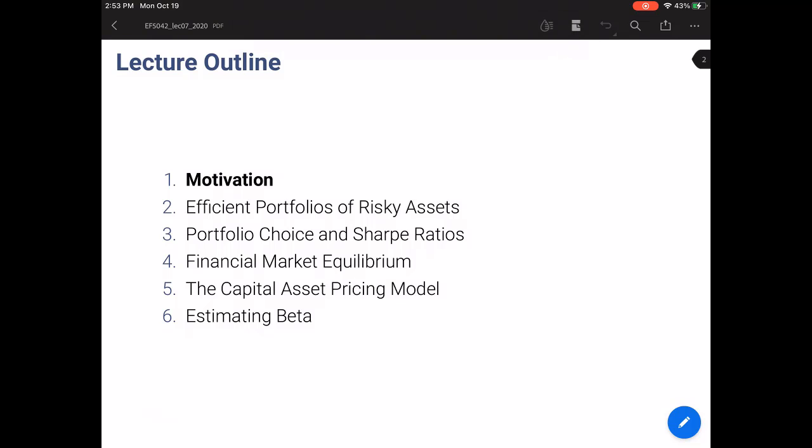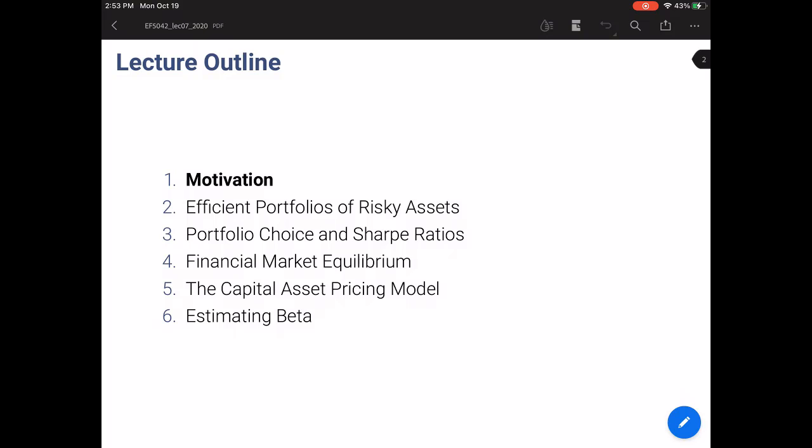All right. Secondly, I will talk about efficient portfolios and risky assets. Once we establish the assumptions of our preferences, we're going to try to come up with ways to measure how efficient our portfolio is with respect to our objectives. Third, we'll talk about portfolio choice and Sharpe ratios. Number 4, we will talk about financial market equilibrium. These are the assumptions we need to make in order to make our capital asset pricing model feasible or tractable or usable in our context.